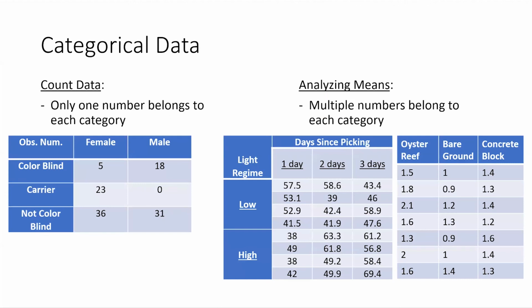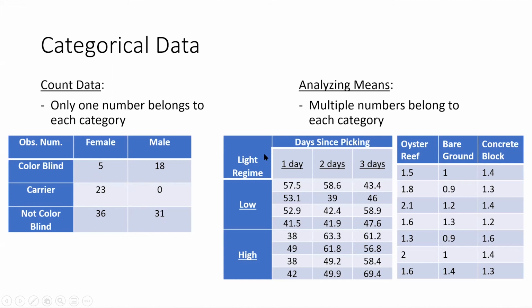So there's different types of numerical values, but the important part is that it is a number. When we're looking at categorical data, we have count data and we have means or continuous data, right? For the count data, we have discrete variables and we only have one number belonging to each category. So in this example, we have females and males, and then we have visual acuity, right? We have colorblind, a carrier for colorblindness, or not colorblind at all. These are whole numbers out of the number of people sampled, and they're just people, right? There's only a single variable being considered here.